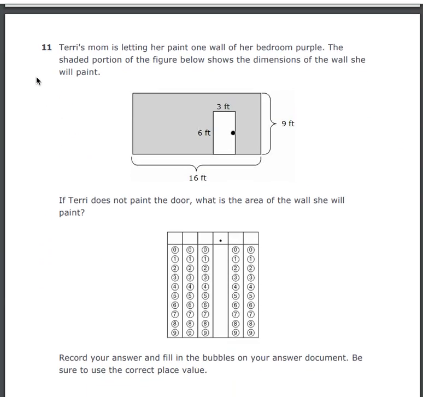Question 11. Terry's mom is letting her paint one wall of her bedroom purple. The shaded portion of the figure below shows the dimensions of the wall she will paint. If Terry does not paint the door, what is the area of the wall she will paint? Record your answer and fill in the bubbles on your answer document. Be sure to use the correct place value.